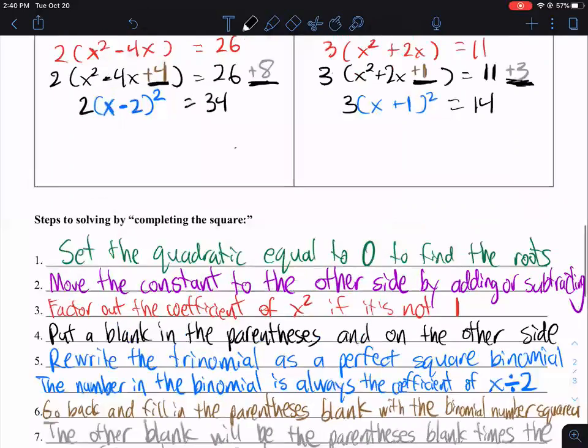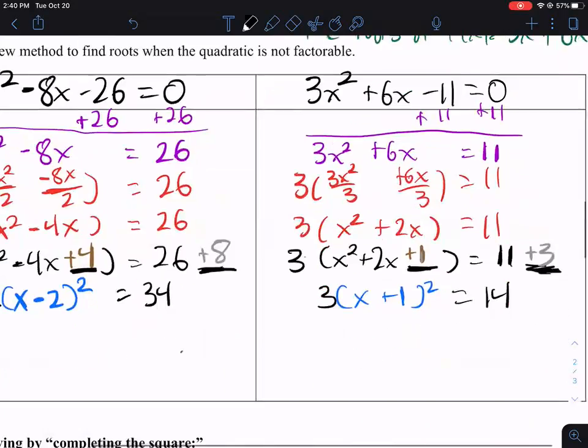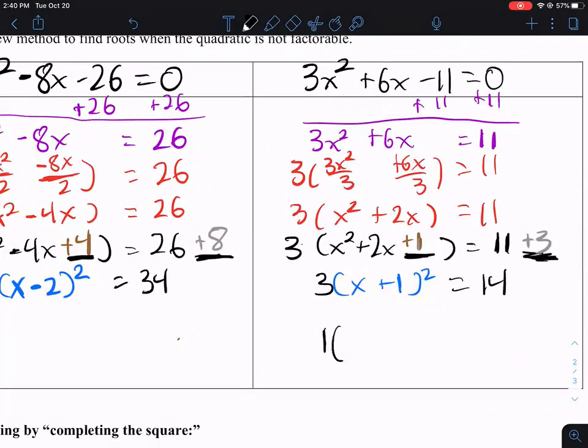Okay, so I got a question. What if there was no coefficient in the beginning? Well, in that case, there would be like an invisible 1 in front. So when you do 1 times anything, it stays the same. So we will see one of those problems later.